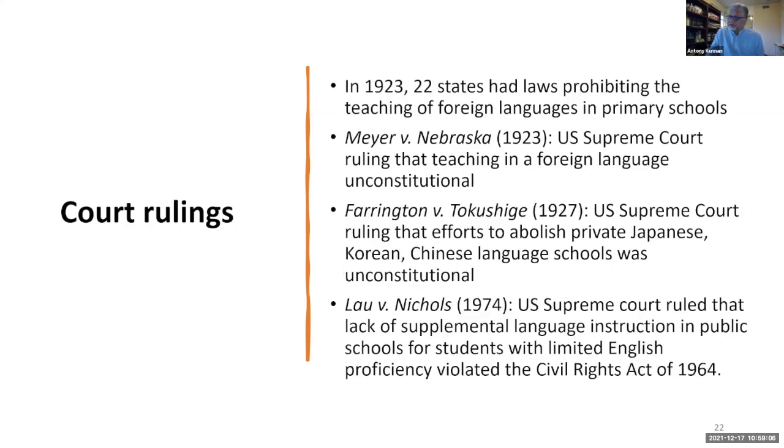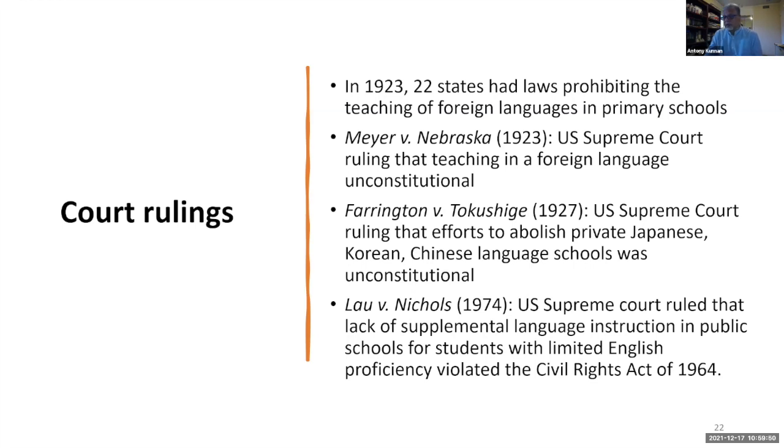There were court rulings too regarding the use of foreign languages in schools, in primary schools. In 1923, 22 states had laws prohibiting the teaching of foreign languages. It was only after the Supreme Court ruled in Meyer versus Nebraska that teaching in a foreign language was unconstitutional. But Farrington versus Tokushige ruled that efforts to abolish private Japanese, Korean, Chinese language schools was unconstitutional. And Lau versus Nichols ruled that the lack of supplemental language instruction in public schools violated the Civil Rights Act of 1964.